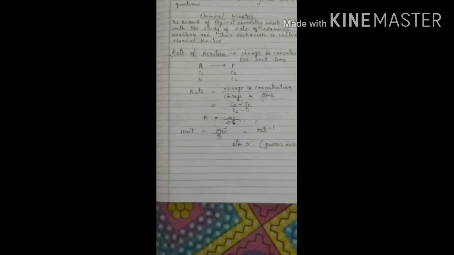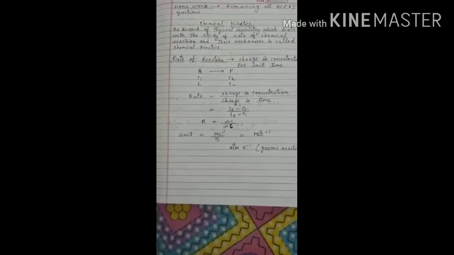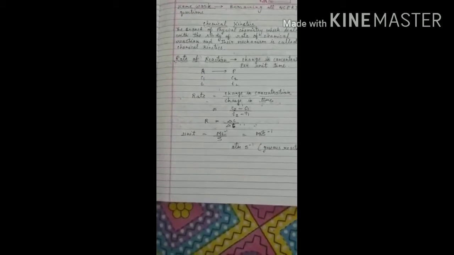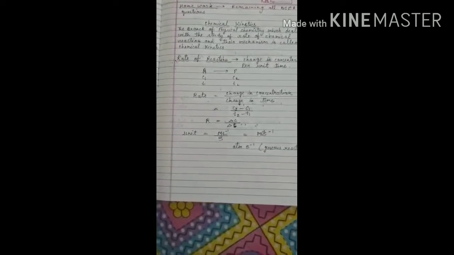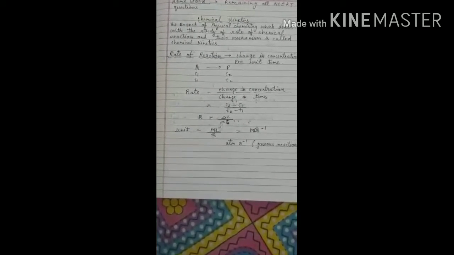Class 12. Let's start the next unit. Our next unit is chemical kinetics. So first of all, we have to understand the meaning of chemical kinetics. Chemical relates to the chemicals we use in chemistry, and kinetics means speed, mechanism.